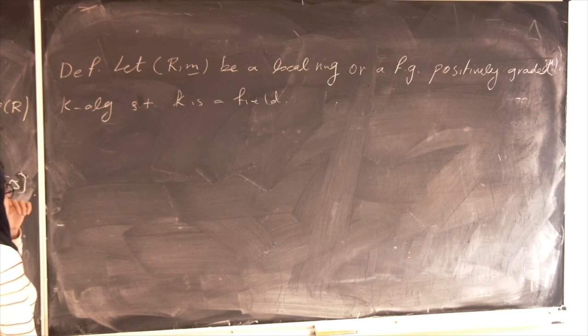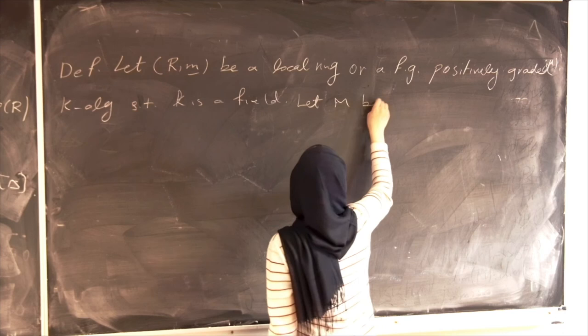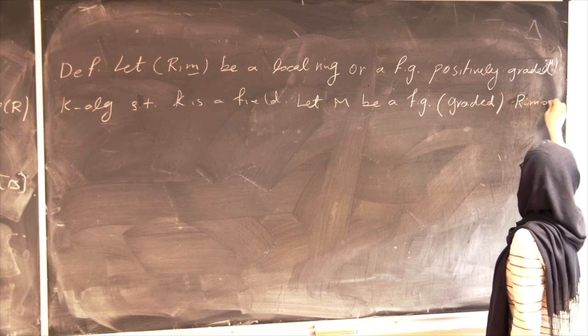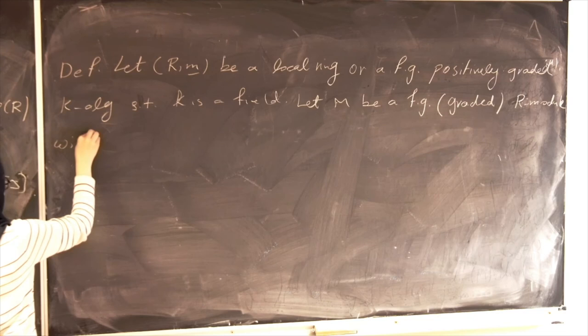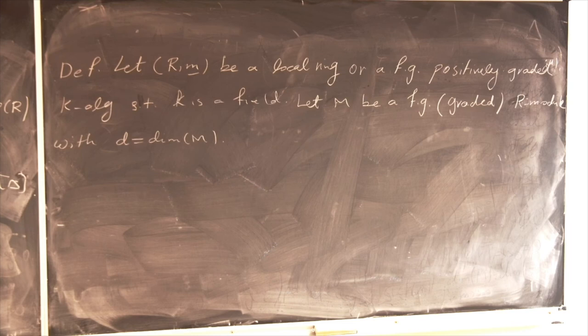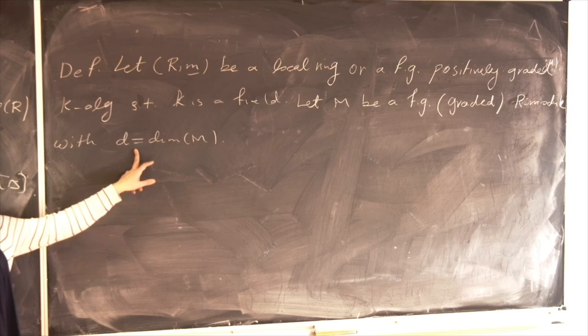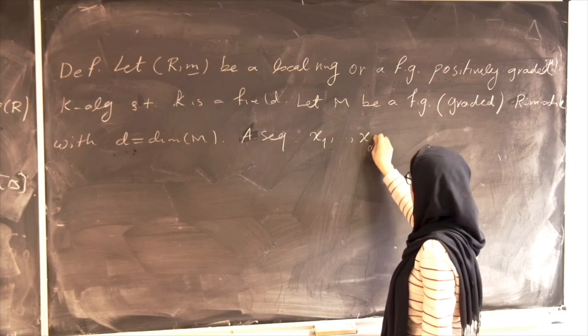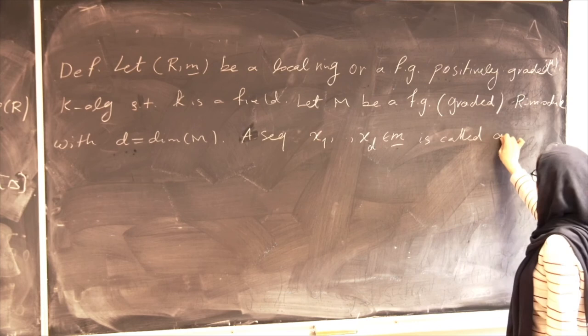So let M be a finitely generated module. In the case that our ring is graded, we suppose that the module is graded as well. Suppose that the dimension of M is d. By a system of parameters, we mean a sequence in the maximal ideal of length d. I will show it by SOP, abbreviation for system of parameters.